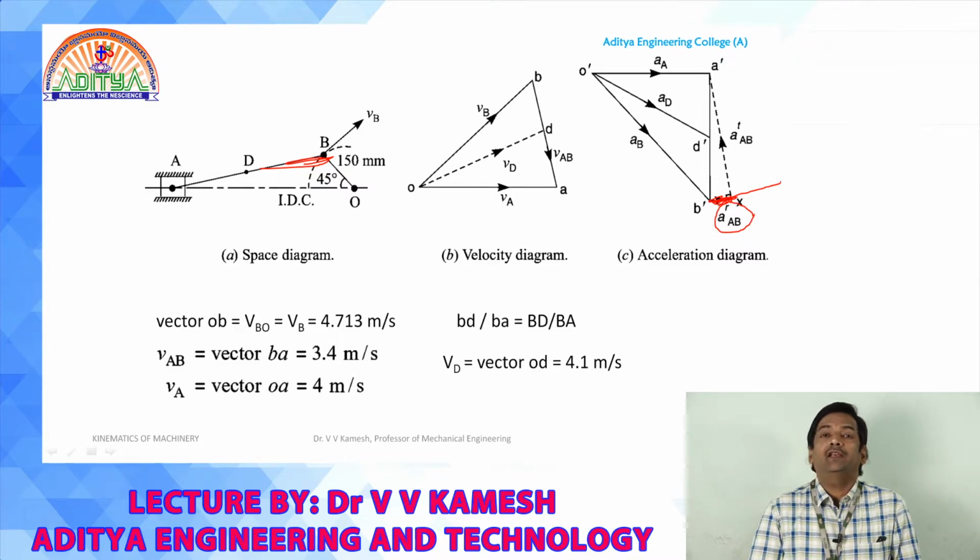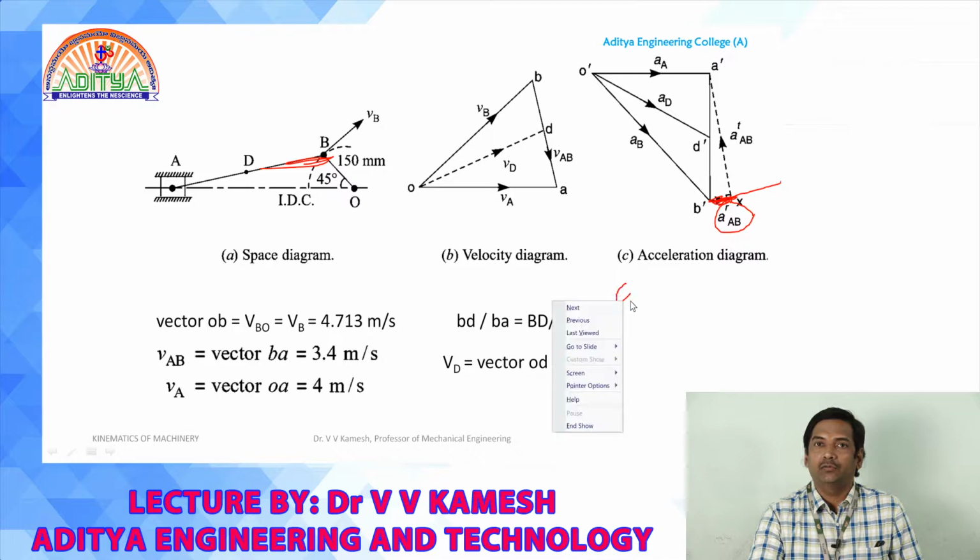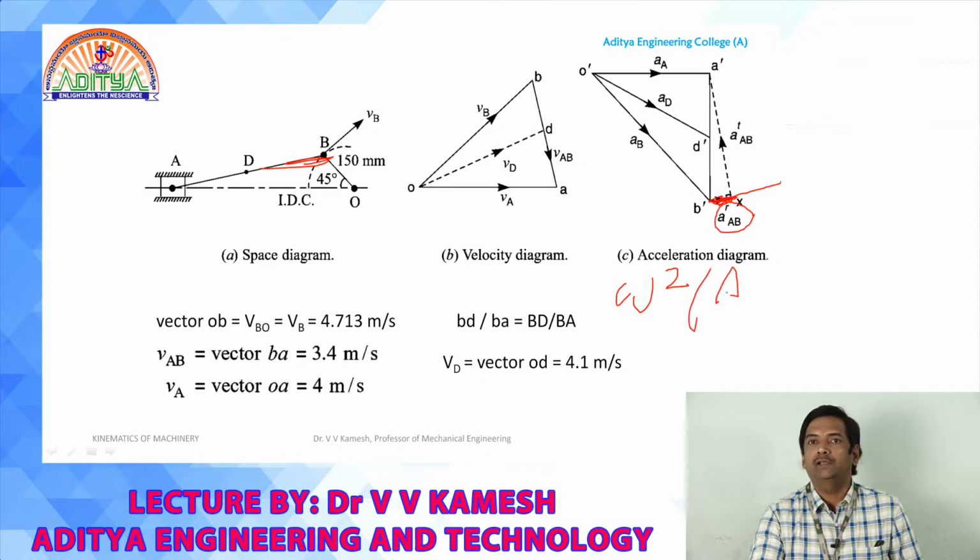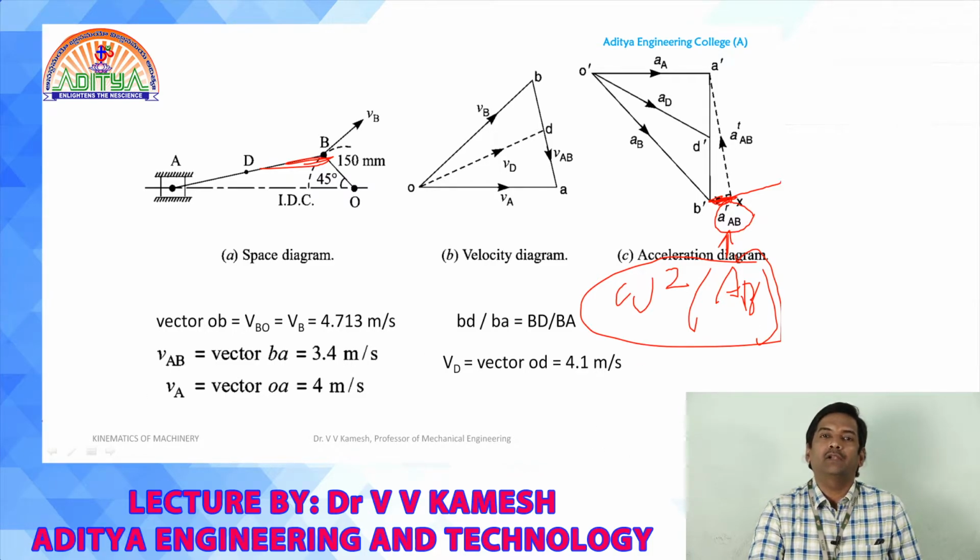So, the radial component of the acceleration will have the formula omega square into r, that means omega square into the length AB. This particular component will be your radial component of the acceleration of AB.